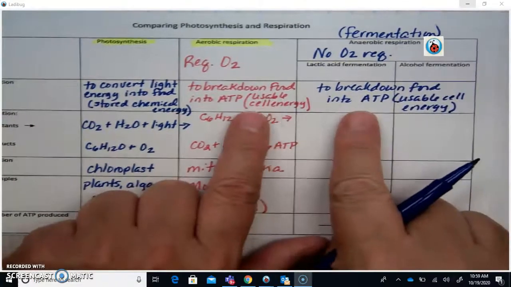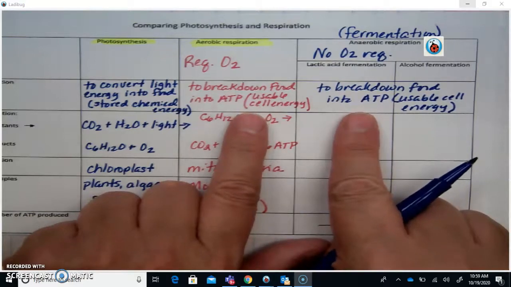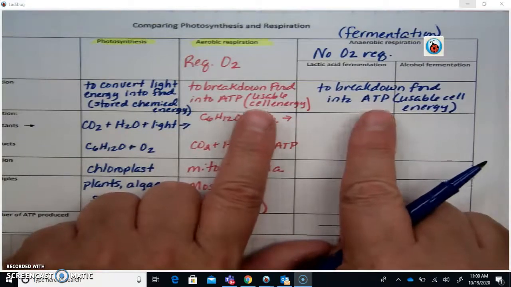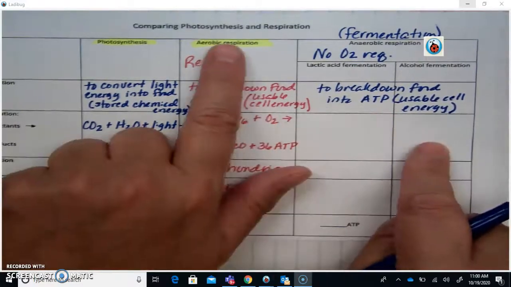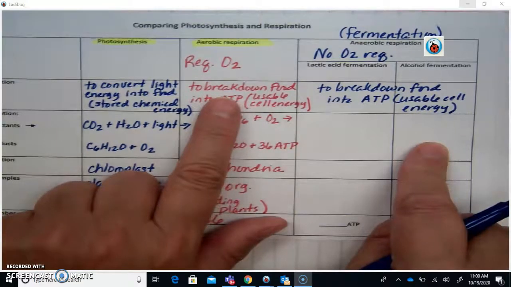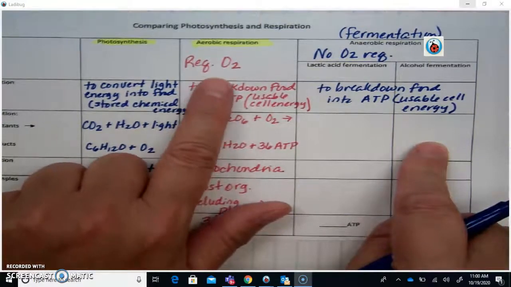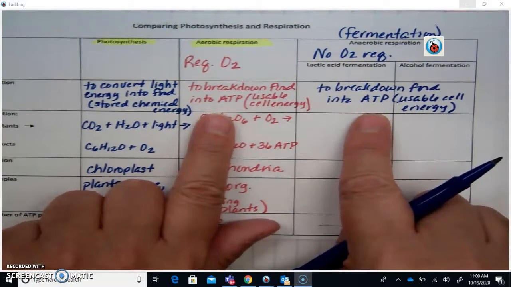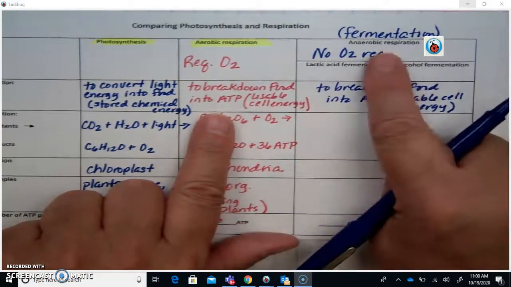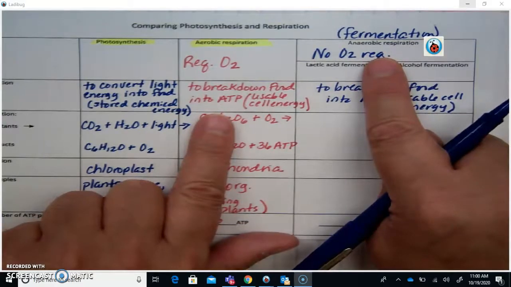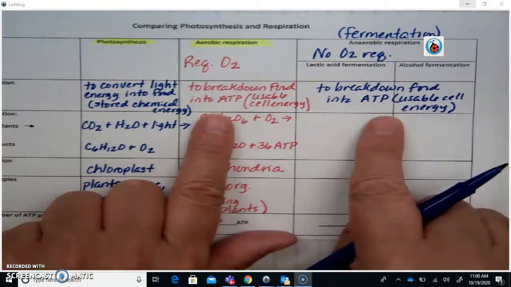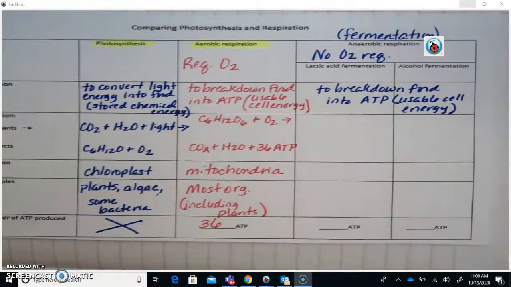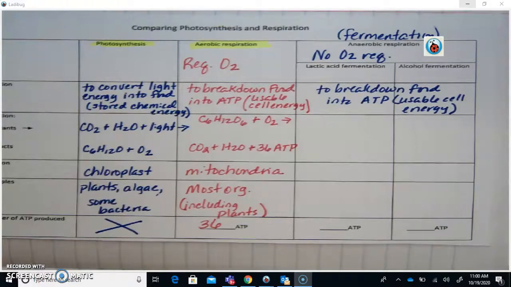So the overall function of respiration is to break down food to get usable cell energy, ATP. Aerobic respiration just does it in the presence of oxygen, and there's going to be a complete breakdown of the glucose. Whereas during anaerobic respiration, the food's going to be broken down when no oxygen is present. And you're going to get a whole lot less ATPs because it's going to be a partial breakdown of the glucose. There's going to still be a lot of energy left in the products.